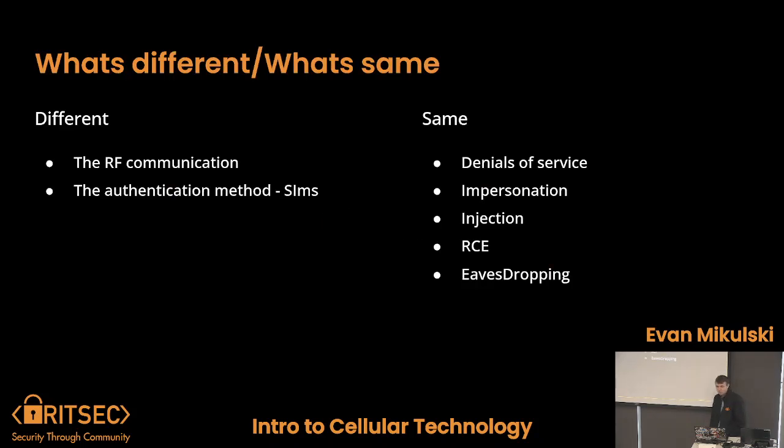So what's different? What's the same? Well, what's different? RF communication and mostly just authentication mechanisms and identifiers. That's what's different, because if you think about it again, it's all just wireless comms, so kind of like connecting with Wi-Fi. You still have a computer in your pocket, your phone. You can still do denial of service. There's impersonation, injection, RCE. Like, who remembers the text message that can crash an iPhone? Yeah, the text message that can crash an iPhone.